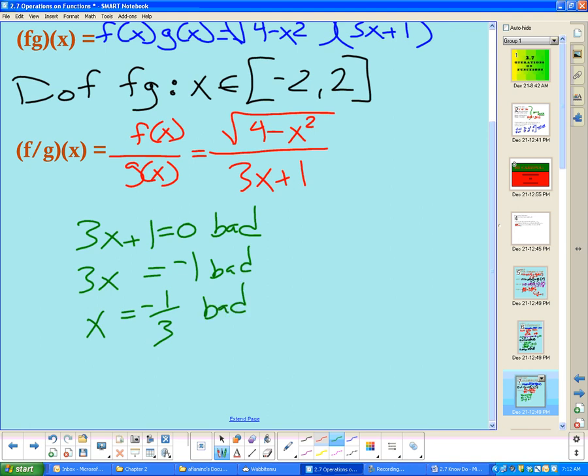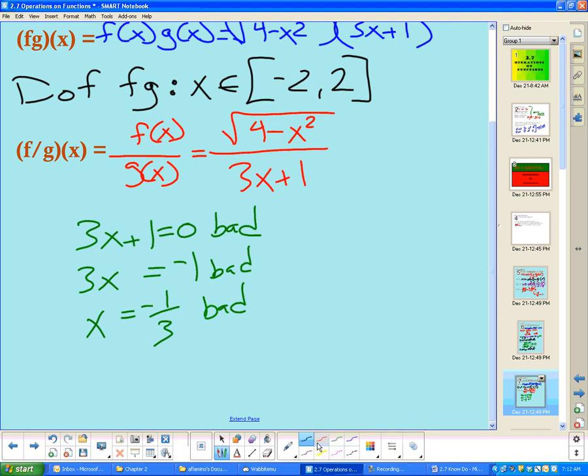So x equals -1/3 is fine for adding, subtracting, and multiplying, because we can do those things by 0. It would be no good here because dividing by 0 would be bad. So I've got to take that intersection, that closed interval from -2 to 2, and throw out the number -1/3.